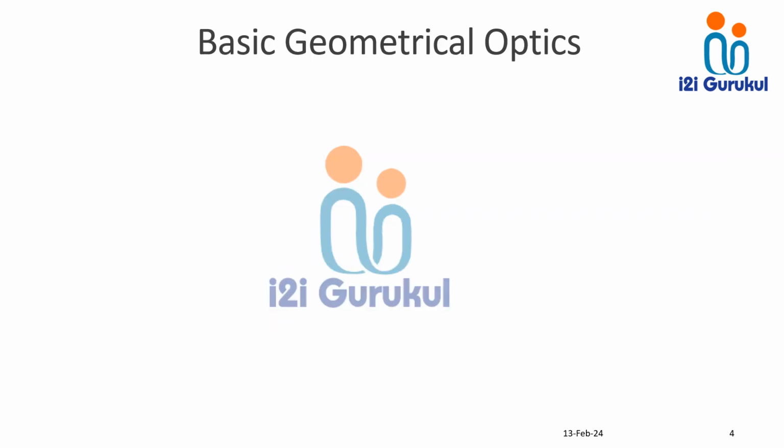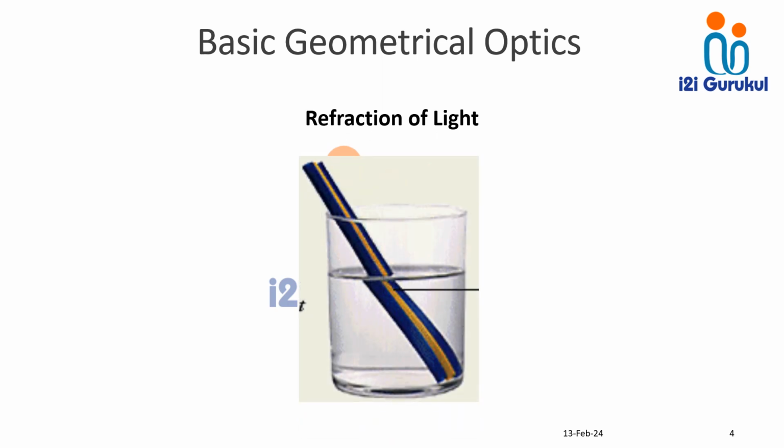So basic geometrical optics, what does it say? The refraction of light, how it travels. The light is bent or refracted as it passes from air into water and other transparent materials. So you can see in this image, the pencil has been kept in a glass of water. Outside the glass, the pencil is seen clearly, and in the empty glass it is shown a little magnified, and in the water again it is shown magnified. So this is the refraction of light, how it travels from one medium to another medium.